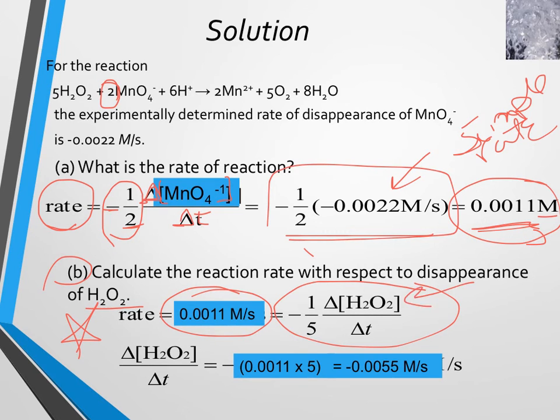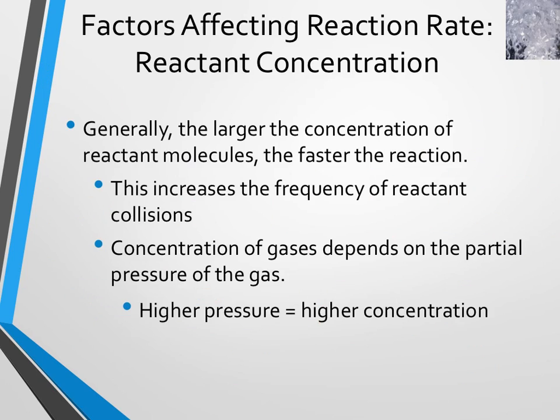So in this case, with respect to hydrogen peroxide, look for the coefficient. Hydrogen peroxide is 5. It's a reactant, so there's a minus sign. Carry out that calculation, and you will find the rate with respect to hydrogen peroxide is minus 0.0055 molarity per second. It's that simple, but it's kind of easy to mess up, to tell you the truth. There are a lot of mistakes on that, so make sure you know what you're doing.